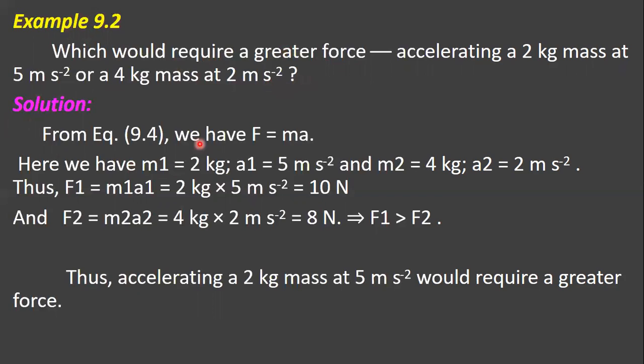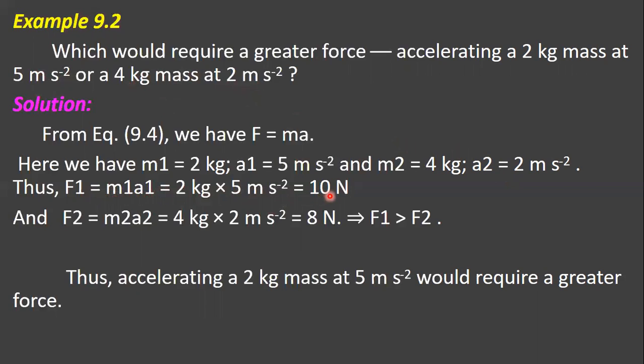Now, from equation 9.4, children, that is F equals m into a. We know that F equals m into a, and here we have m1 equals 2 kg and a1 equals 5 meter per second square. You consider the 2 kg mass as m1 and 5 meter per second square as a1, and a2 is 2 meter per second square and m2 is 4 kg. Now we have F1 equals m1 a1, that is 2 kg into 5 meter per second square.